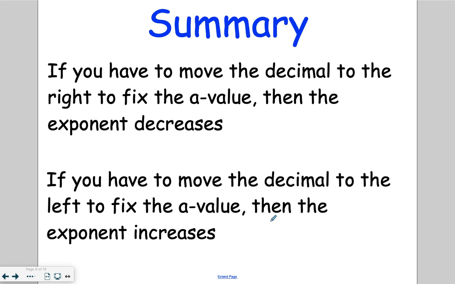So again, quick summary. If you have to move the decimal to the right to fix the a value, to make it between 1 and 10, you're going to decrease the exponent. If you have to move the decimal to the left to fix the a value, you are going to increase the exponent.